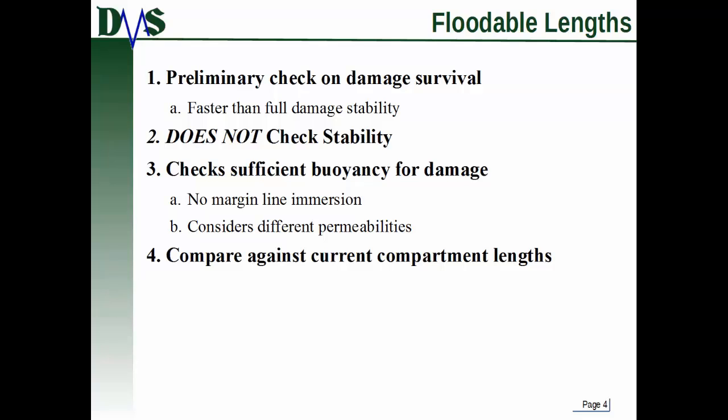So there's still the possibility that your ship will flip over, but it will still be floating, is the requirement that floodable lengths checks for. And the way it checks that is that there is no margin line submersion, and it does allow you to consider different permeabilities of each compartment. And then you can also take those floodable length curves and compare them against your current compartment lengths.